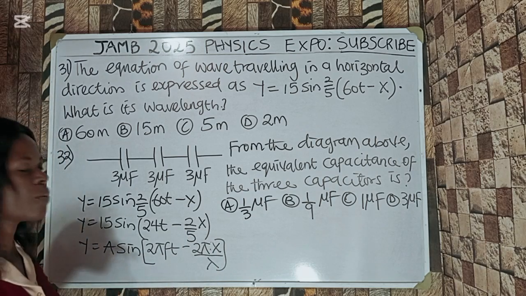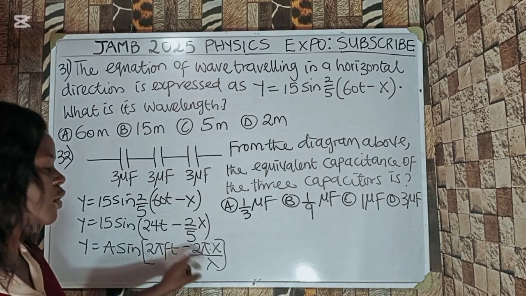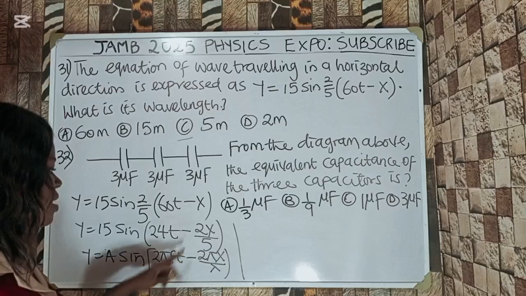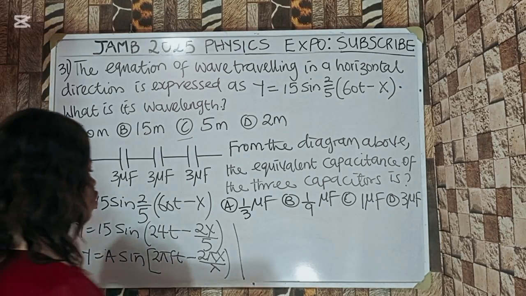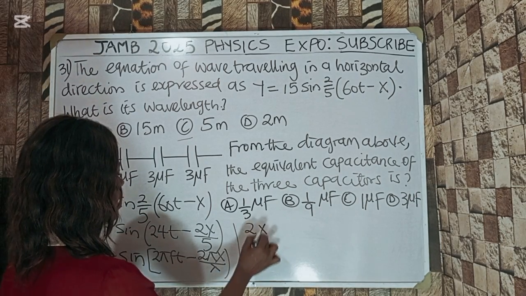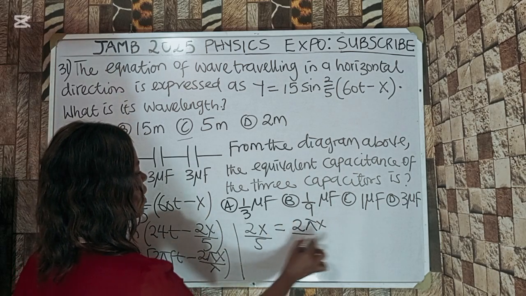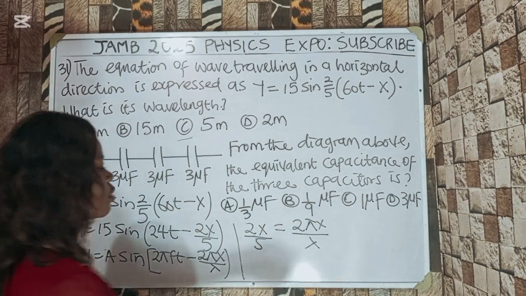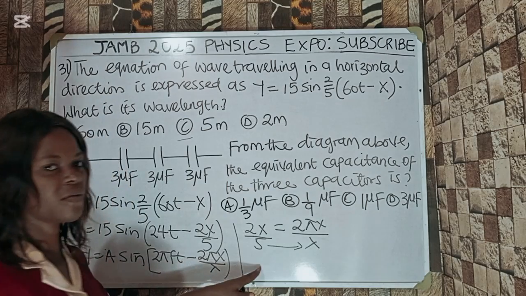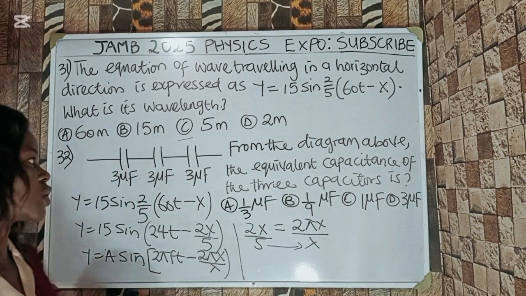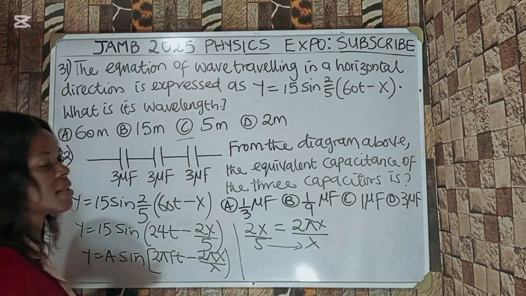So now when I equate this one to this one, I'm going to have the value of wavelength simply by equating these two. So you have 2x over 5 is equal to 2 pi x over lambda. Okay, automatically lambda is equal to 5. And the correct option to this question is option C.